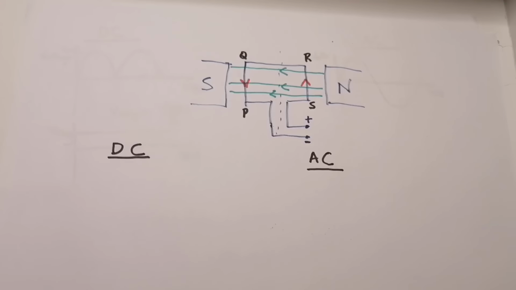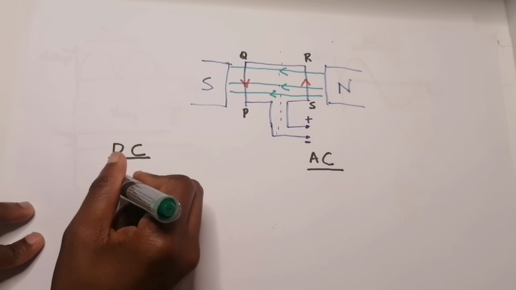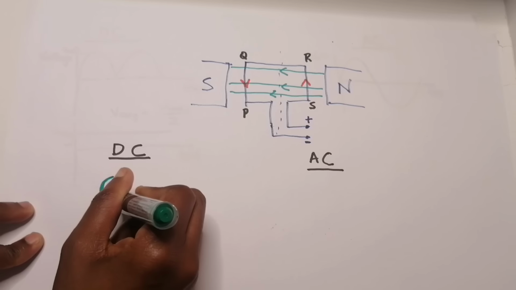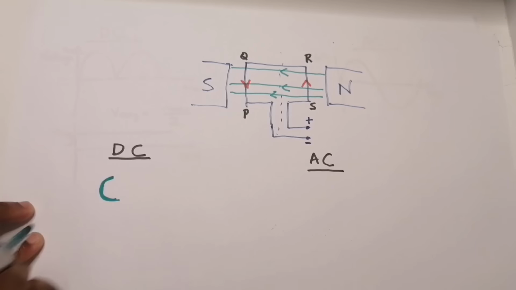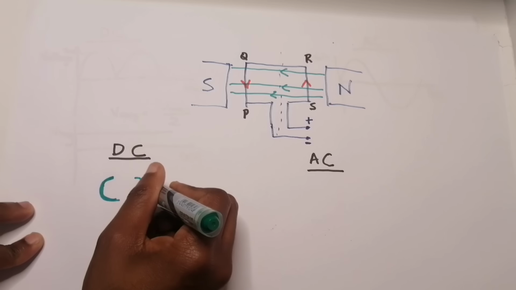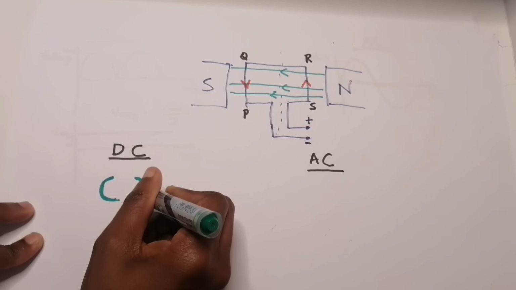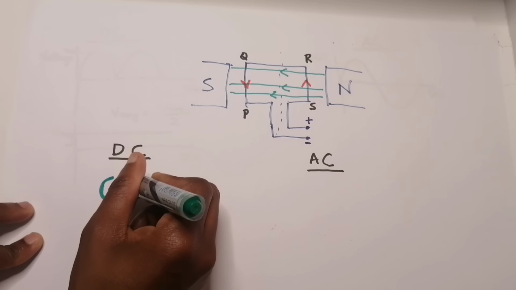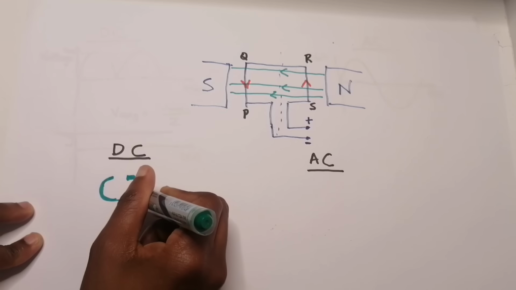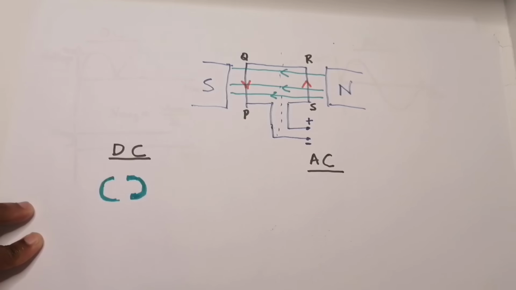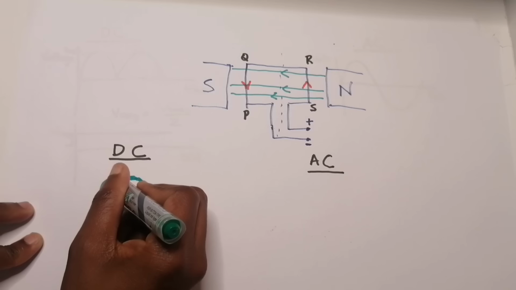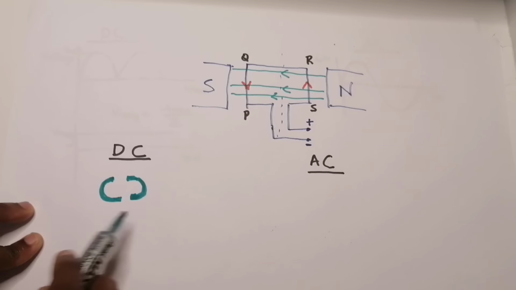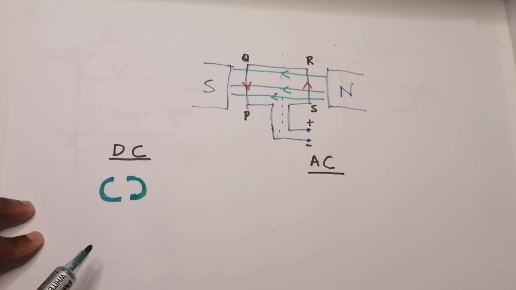Now, ladies and gents, please note that for DC we will use, as you'll see with the diagrams that I'm going to give you in just a few, what we call split rings. Split rings look something like that. So you've got split rings that we're going to connect to our brushes. Split rings, you remember that's DC.